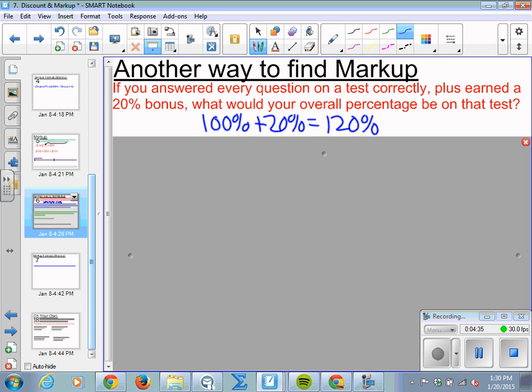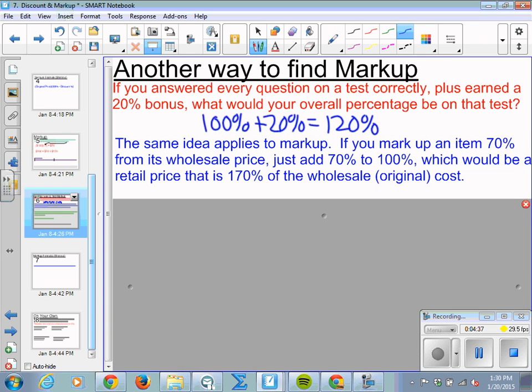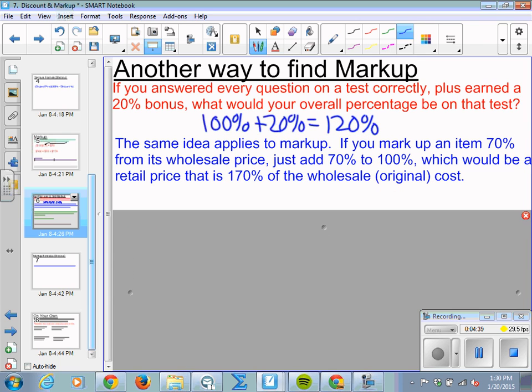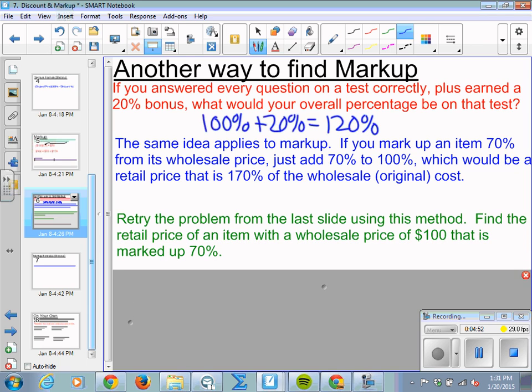Same idea applies to markup. Mark an item up 70% from its wholesale price. We just add that 70 to 100, which would be a retail price that is 170% of the wholesale or the original cost. So from that previous slide, we try that same problem using this method.